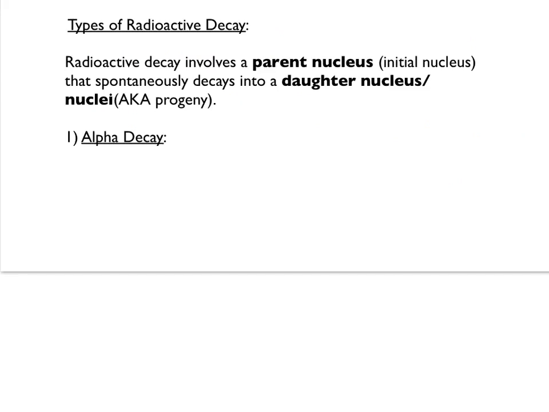We're now going to look at three different types of radioactive decay. First one is alpha decay, and this type of radioactive decay involves a parent nucleus, which is your initial nucleus, that spontaneously decays into a daughter nucleus or nuclei, also known as a progeny.